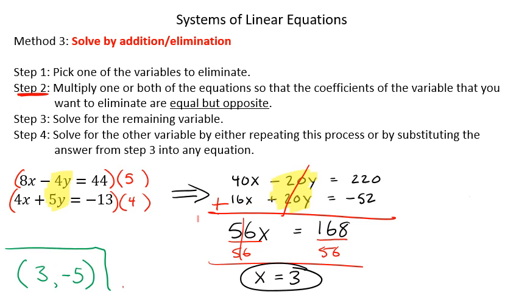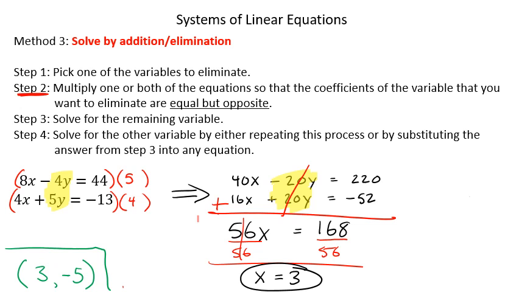So I did this same problem twice, or at least half of it the second time, just to emphasize that it doesn't matter which variable you eliminate. Just pick one. Get that one to be equal but opposite in value in terms of the coefficients. Add them together, something will cancel.